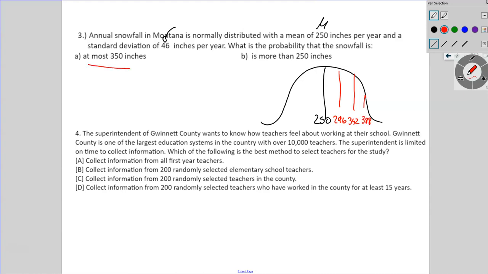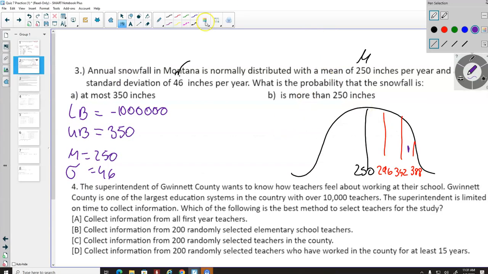So at most 350. Well, I don't have 350. It would be somewhere in between these two numbers, so I am going to use my calculator to estimate. Again, I need lower bound, upper bound, your mu is 250, and your standard deviation is 46. It says at most 350 inches, so 350 is my upper bound because that's as far as I can go. My lower bound, remember, if we don't have a number, we use negative a million.